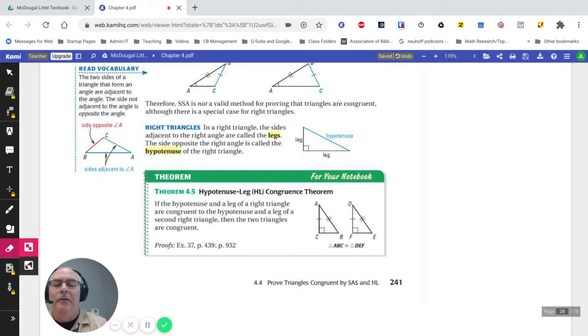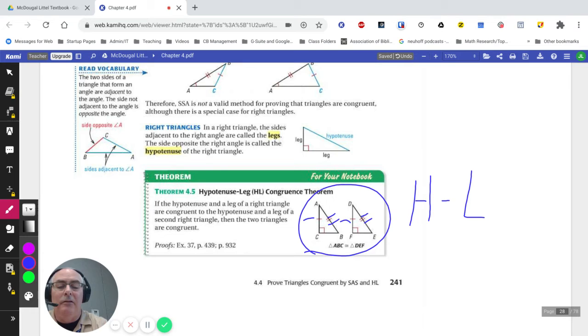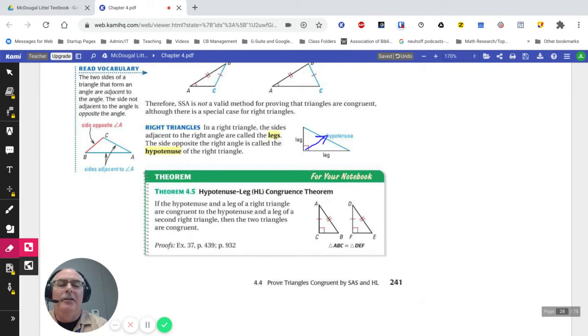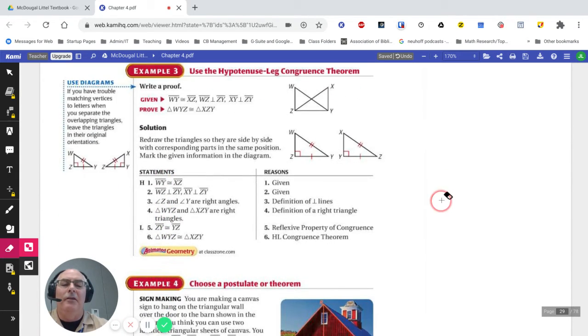In my example here, I see that my two hypotenuses are equal, and I also have a leg that's equal. So I know those two triangles will be congruent because of hypotenuse leg. Again, the key thing to remember is that the hypotenuse is opposite the 90-degree angle, and then I need a leg for each of the two triangles that's going to be equal to each other as well. That way I can prove that the triangles are going to be congruent.